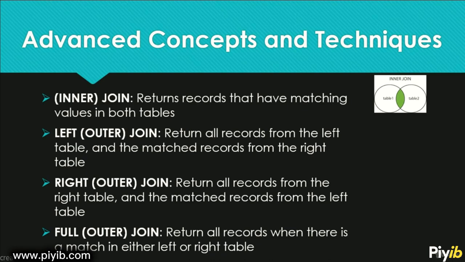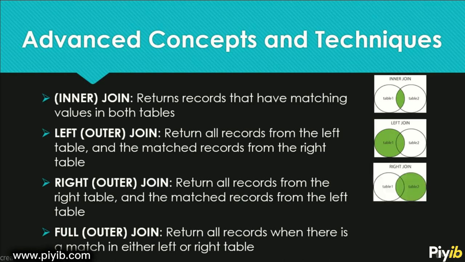A left outer join returns all records from the left table and the matched records from the right table. So if you look at this image, you can see that it will return the entire left table, but only the portion of the right table that matches the criteria. A right outer join returns all records from the right table and only the matched records from the left. As you can see here, it loads the whole right table, but only the matching records from the left.